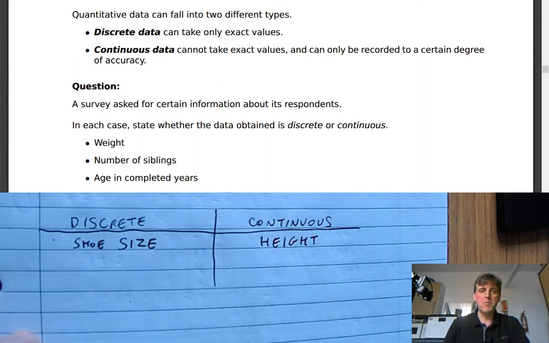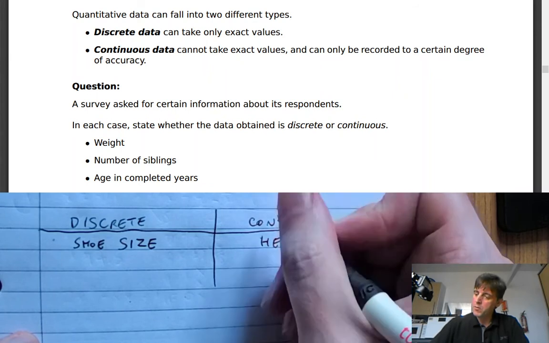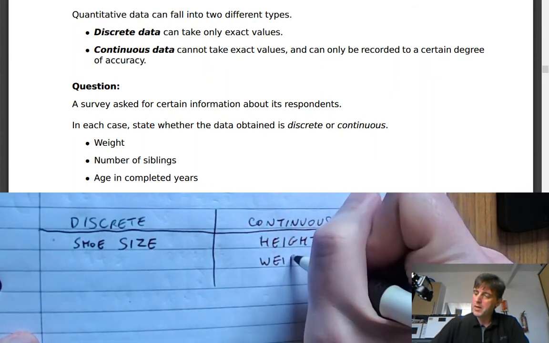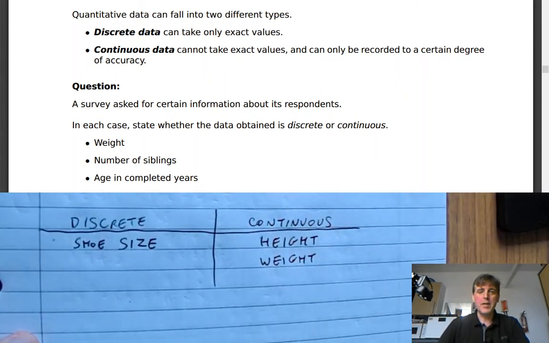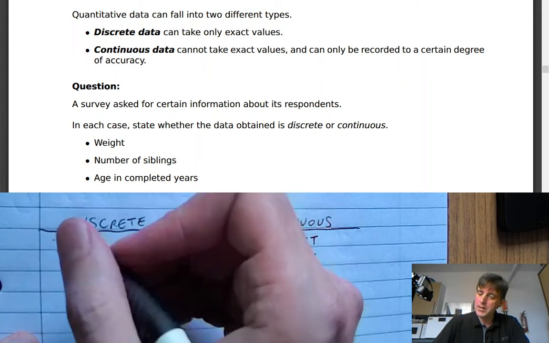Well, let's go for them one by one. Weight, somebody's weight. Well, that's continuous. When somebody gives their weight, let's say they are 78 kilograms, that doesn't mean they are precisely 78 kilograms. It means they're somewhere between 77.5 and 78.5 kilograms, and it's just been rounded to that number because that's a convenience number to round it to. So that's continuous.